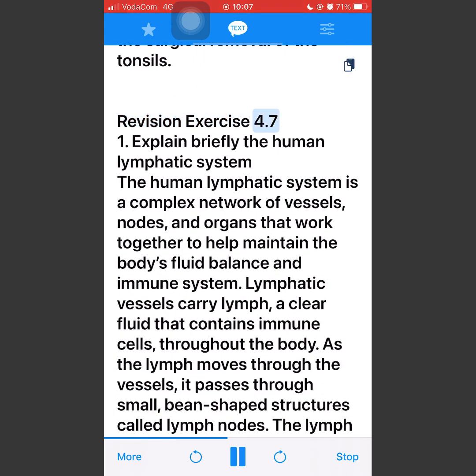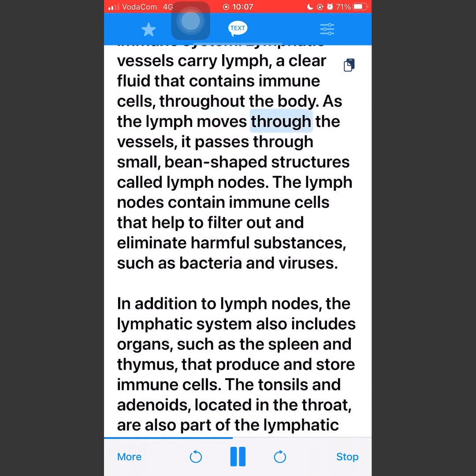Revision exercise 4.7. 1. Explain briefly the human lymphatic system. The human lymphatic system is a complex network of vessels, nodes, and organs that work together to help maintain the body's fluid balance and immune system. Lymphatic vessels carry lymph, a clear fluid that contains immune cells, throughout the body. As the lymph moves through the vessels, it passes through small, bean-shaped structures called lymph nodes. The lymph nodes contain immune cells that help to filter out and eliminate harmful substances, such as bacteria and viruses.